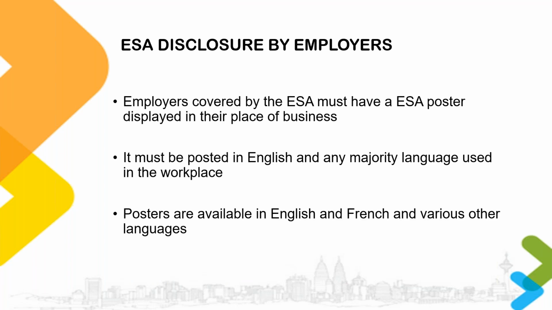An employer who is covered by the ESA must have an employment standards poster published by the Ministry of Labour displayed somewhere in the workplace where employees are likely to see it. If the majority language in the workplace is something other than English, and the ministry has published a version in that language, the employer must post the translated version next to the English version. If an employee requests a copy of the poster in a language other than English, and the ministry has published a version in that language, the employer must provide the translated version in addition to the English copy.